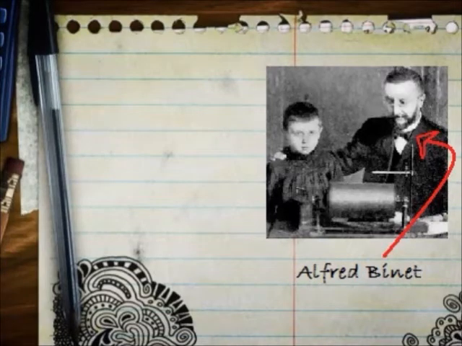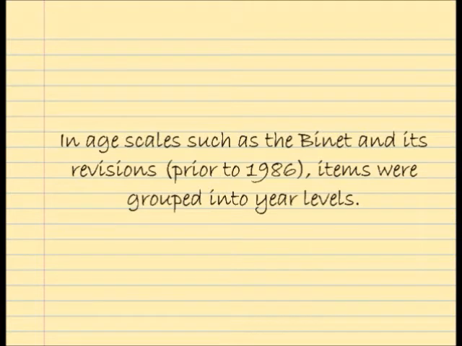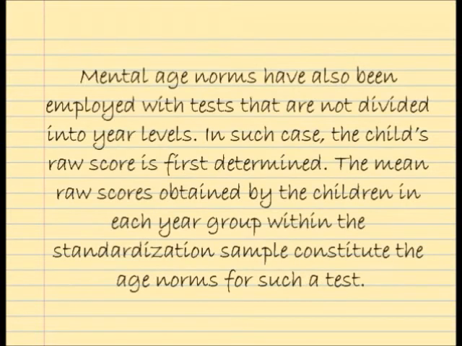Alfred Binet, a French psychologist who invented the first practical intelligence test, popularized the term mental age and employed the more neutral term mental level. In age scales such as the Binet and its revisions, prior to 1986, items were grouped into year levels. For example, those items passed by the majority of 7-year-olds in the standardization sample were placed in the 7-year level, and so forth. A child's score on the test would then correspond to the highest year level.